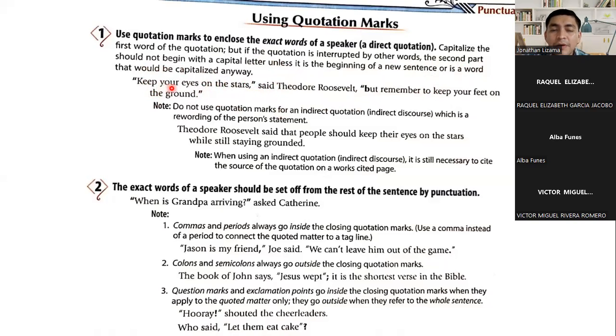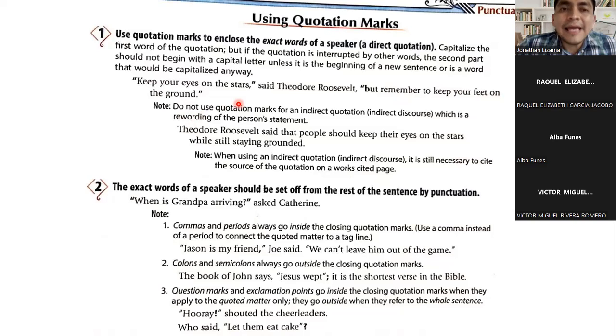Look, this is part of the same sentence, see? Theodore Roosevelt said this. If I say, Theodore Roosevelt said, colon or comma, right? Keep your eyes on the stars, but remember to keep your feet on the ground. If I put that at the beginning, Theodore Roosevelt dijo, mantén tus ojos en la estrella, pero recuerda mantener tus pies en la tierra, ¿verdad?